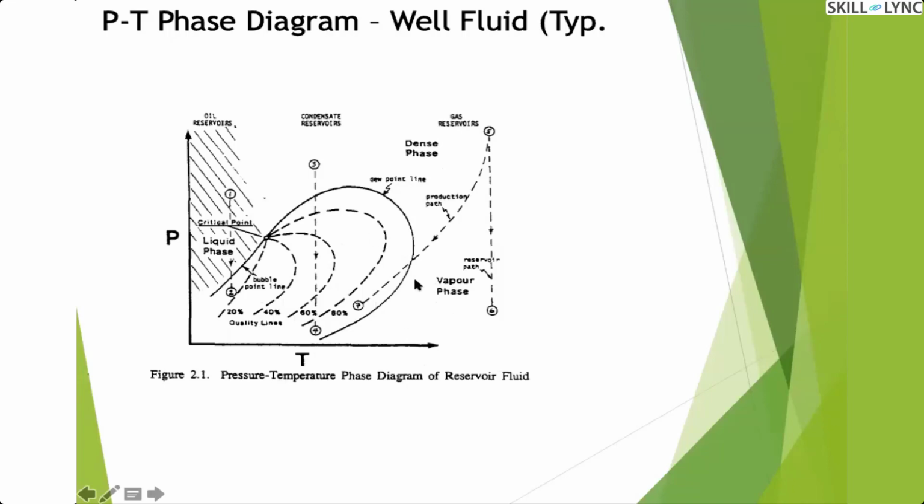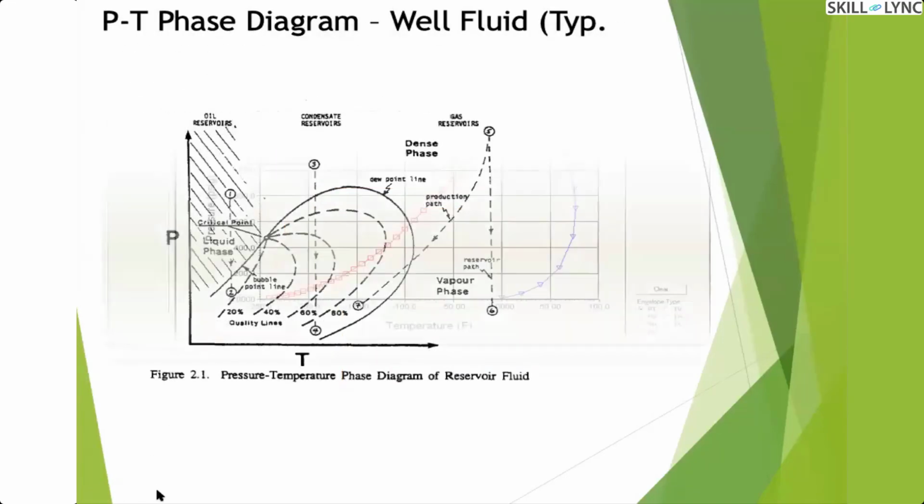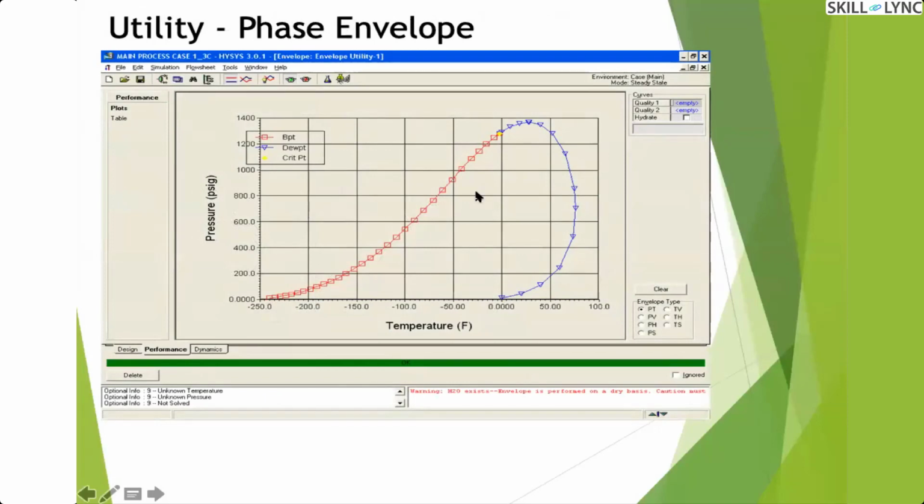So this is the phase envelope. This type of phase envelope can be developed in any of the simulations. This is a snapshot from HYSYS. For each component system you have, you can develop the phase envelope. Using the phase envelope, you can determine the boiling point of those components, the boiling point curve, the dew point curve, and the critical point it has specified.